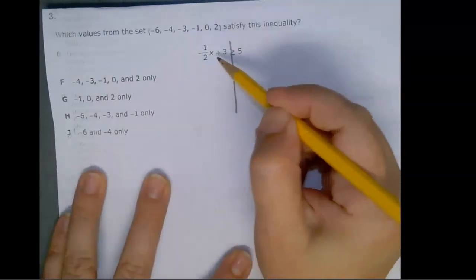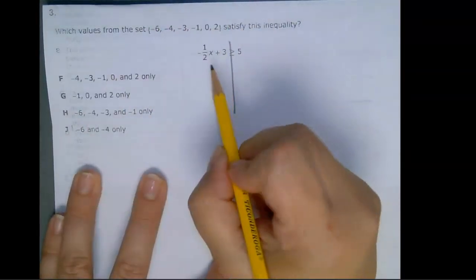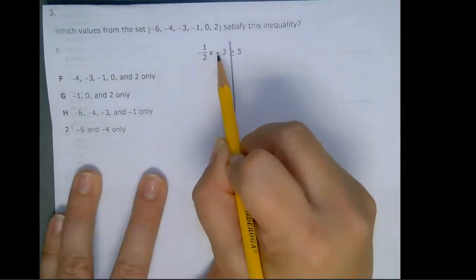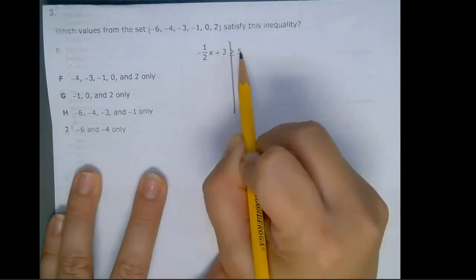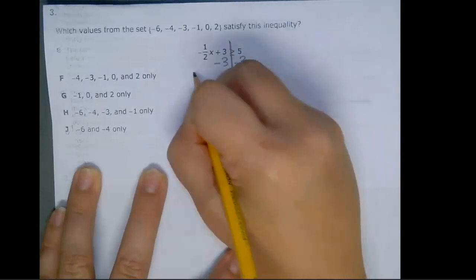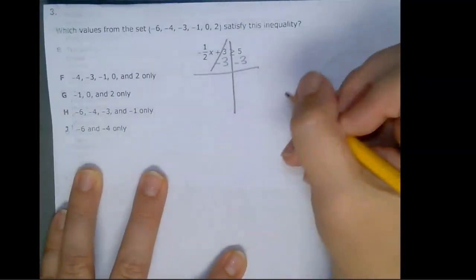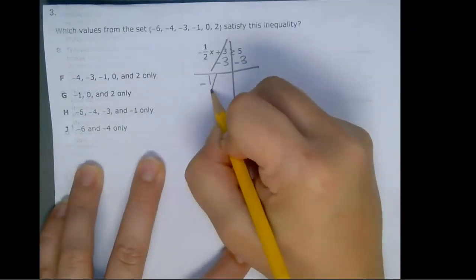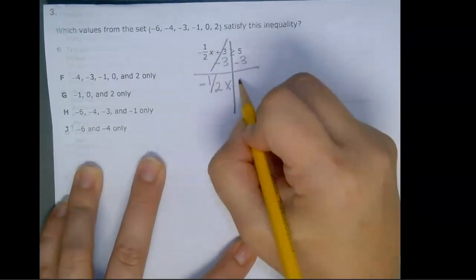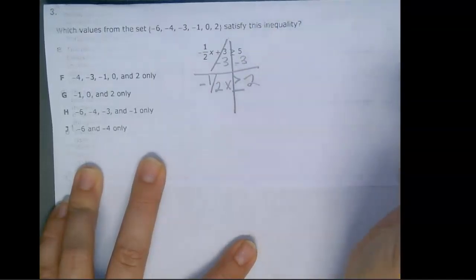Okay. So I have my variable on my left-hand side, so I don't need to rewrite anything. So we have negative 1/2 of x plus 3 is greater than or equal to 5. So I'm going to take 3 away from both sides because that's my constant. My inverse operation would be to subtract it. And then I have a negative 1/2 of x is greater than or equal to 5 minus 3. So that's going to be 2.